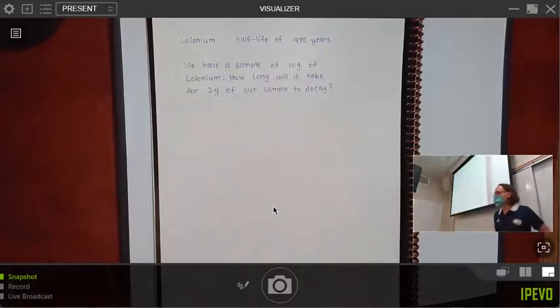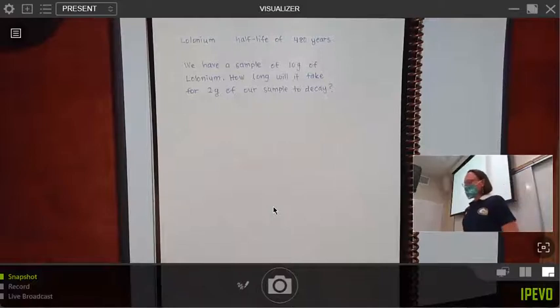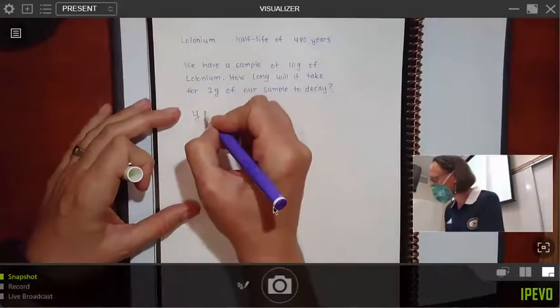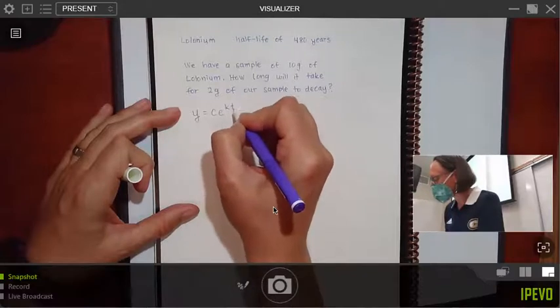Since we've got the word half-life in there and we're talking about exponential growth or decay, I can already know that we're working with y equals C e to the kt.